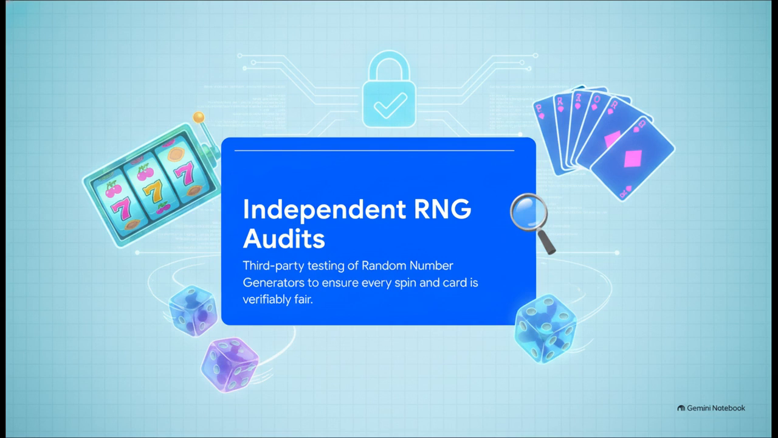The casino essentially guarantees mathematical fairness by bringing in independent testing agencies. These third-party auditors dig into the back-end code to certify that every single slot spin, every dice roll, and every card dealt is entirely random and verifiably fair. It's not just a marketing promise. They claim it's a mathematically certified reality.